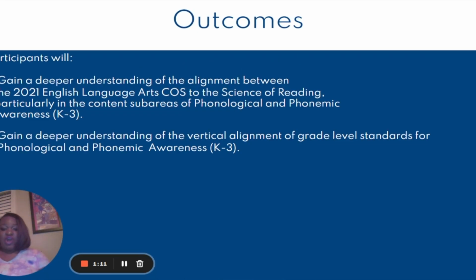The outcomes are as follows. By the end of this training, participants will gain a deeper understanding of the alignment between the 2021 English Language Arts course of study to the science of reading, particularly in the content sub-areas of phonological and phonemic awareness in grades kindergarten through third grade. Participants will also gain a deeper understanding of the vertical alignment of grade level standards for phonological and phonemic awareness, again in grades kindergarten through third grade.